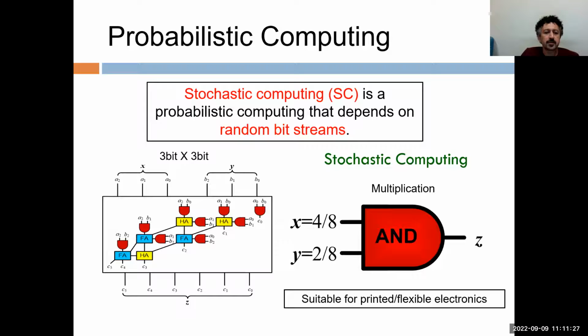Why? Because in conventional computing, there's a good example here. Multiplication, multiplier, this is a 3-bit by 3-bit multiplier. You need maybe 100 transistors and maybe tens of gates. But in stochastic computing, multiplication just needs one AND gate. And it is independent of the input resolution, meaning that a 16-bit by 16-bit multiplier needs maybe thousands of gates, but in stochastic, it's always one AND gate.